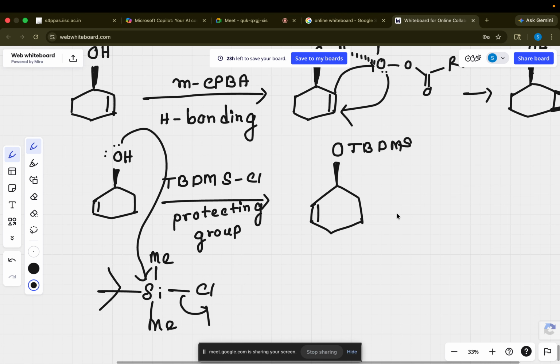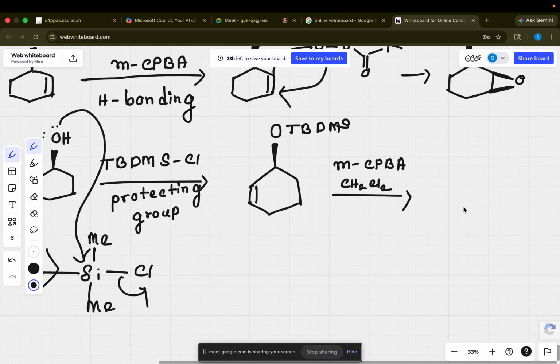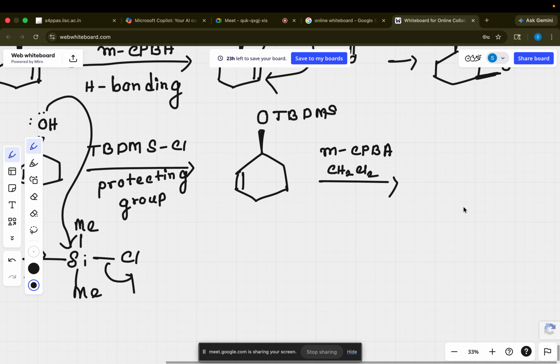Now if I give MCPBA in the presence of CH2Cl2. CH2Cl2 means what? Dichloromethane, DCM, right? Yes, sir. CH2Cl2 means the same thing. DCM is the solvent. Fine.